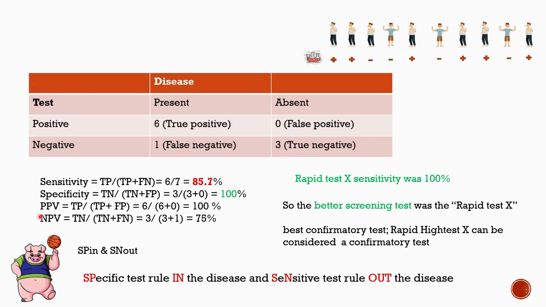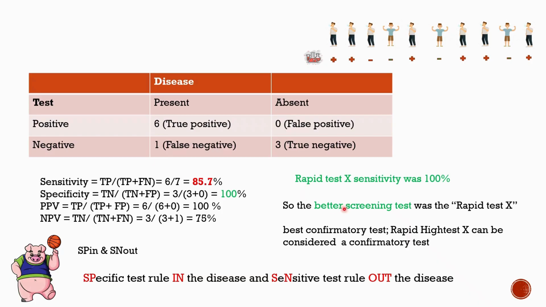Next is positive predictive value. How will we calculate the positive predictive value? That is equal to true positive divided by true positive plus false positive, that is 6 divided by 6 plus 0, that is equal to 100%. Next is negative predictive value. It is true negative divided by true negative plus false negative, that is equal to 3 divided by 3 plus 1, that is equal to 75%.